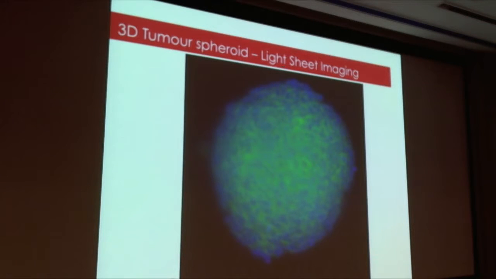But the resolution is incredible, and this is fixed images, sorry, fixed spheroid, but you can also do it on live imaging as well. So it's worth keeping in mind some of these technologies which are advancing that can really facilitate your work and give you better insight.